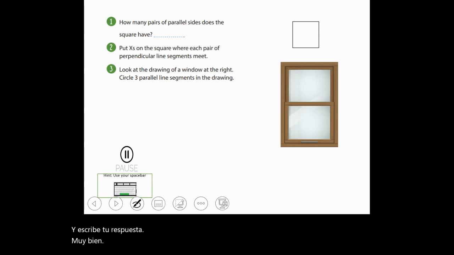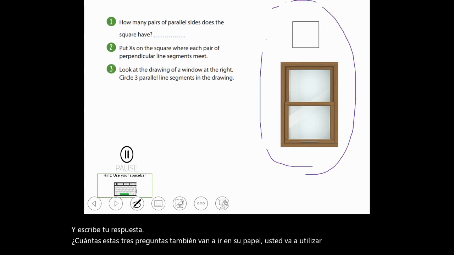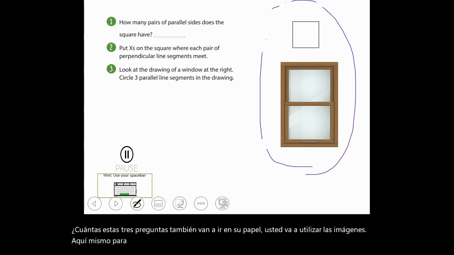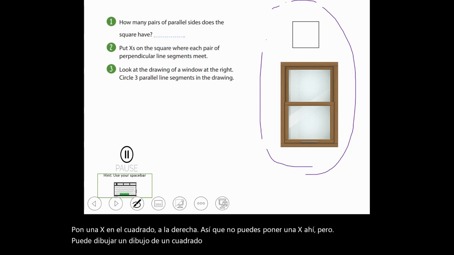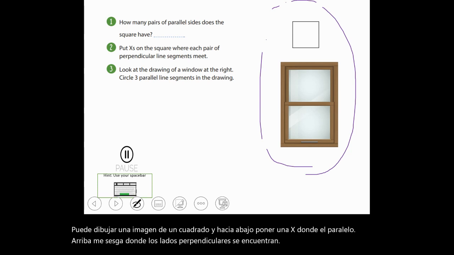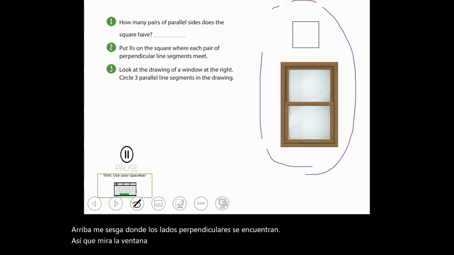These 3 questions are going to also go on your paper. You're going to be using the pictures right here in order to solve this problem. How many pairs of parallel sides does the square have? Put an X on the square. All right, so you're not going to be able to put an X on there, but you can draw a picture of a square and put an X where the perpendicular sides meet. So look at the window, and I want you to draw the window on your paper as best you can and circle 3 parallel line segments in the drawing.